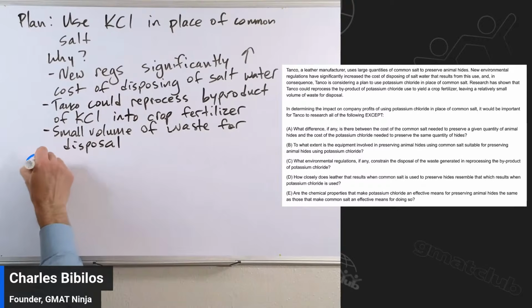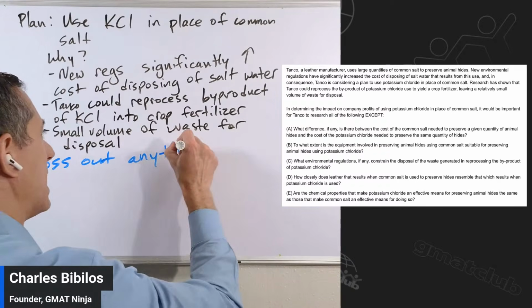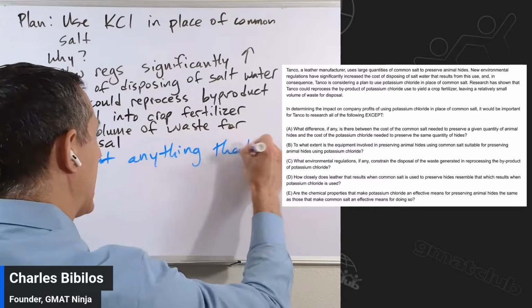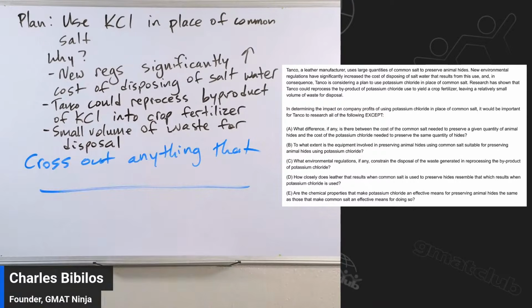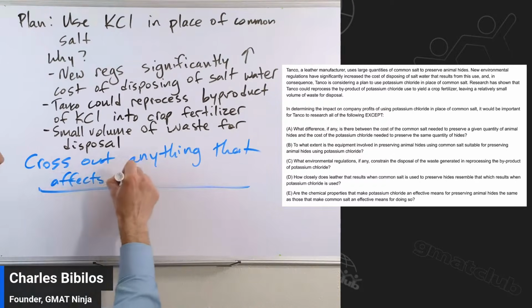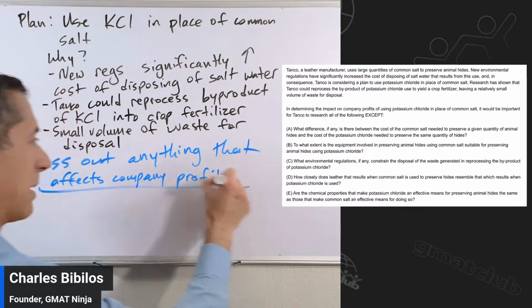What I want staring you in the face every single time you see an except question: cross out anything that blank, and obviously this blank is going to be different depending on the exact question. In this case, it's going to be cross out anything that affects company profits if they're going to make this switch.